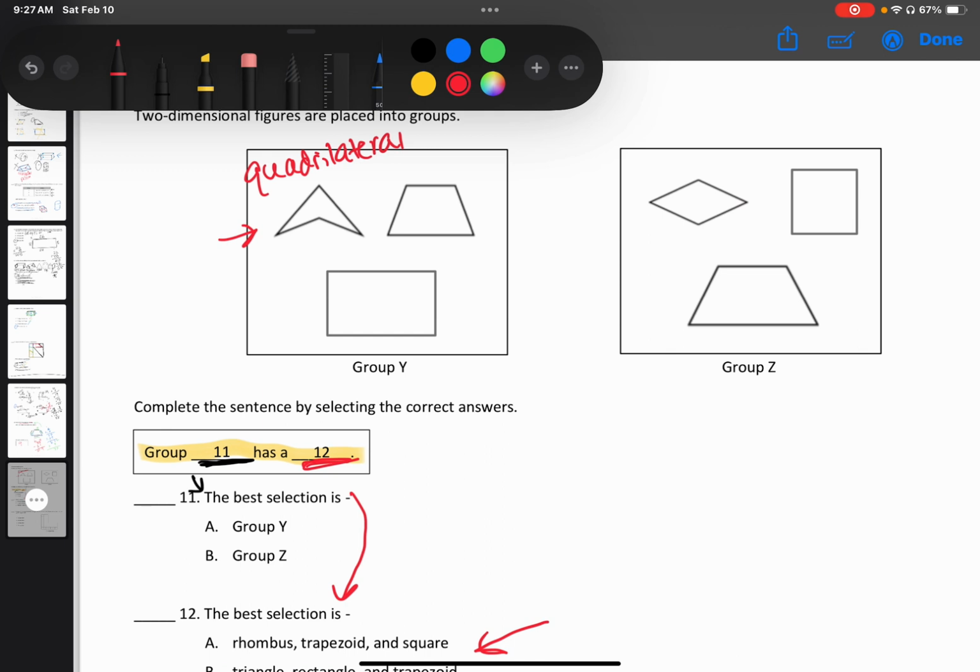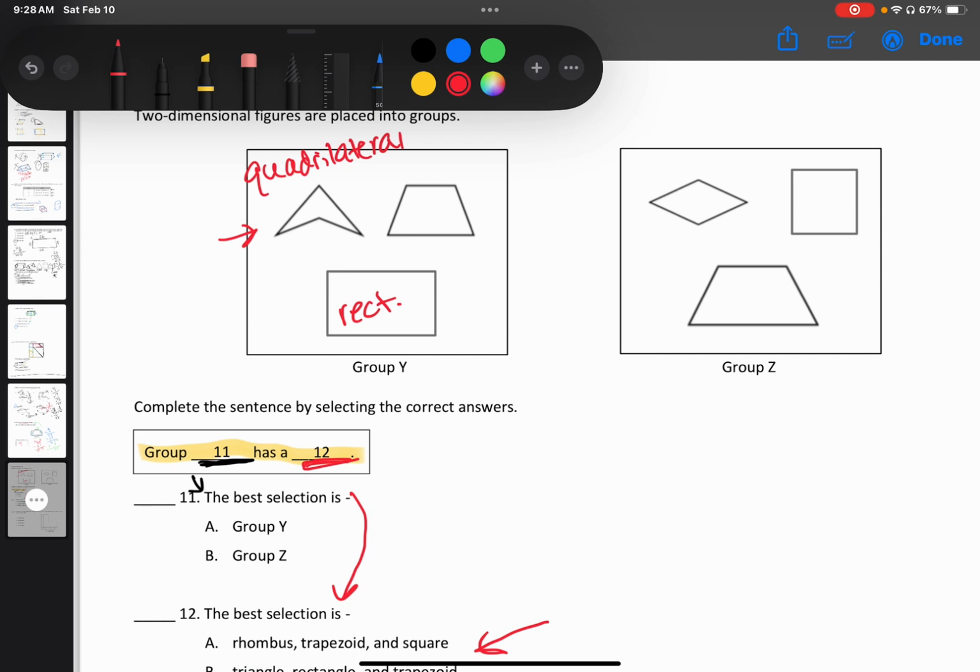Group Y is obviously a rectangle. It is also a type of quadrilateral. A rectangle is a quadrilateral. It's also a parallelogram because it has 2 sets of parallel sides and 2 sets of congruent sides. So the top and the bottom are parallel and congruent to each other. The left and the right are parallel and congruent to each other.